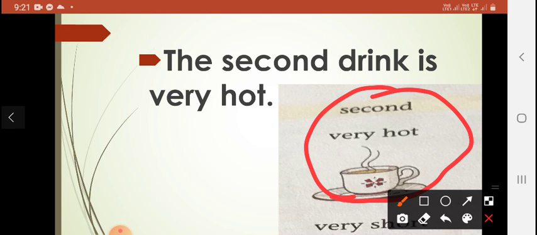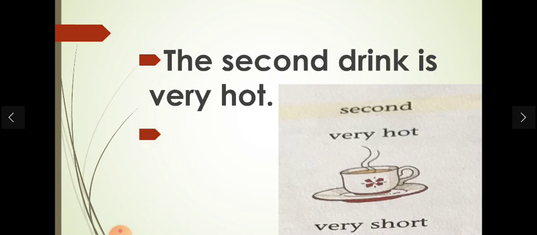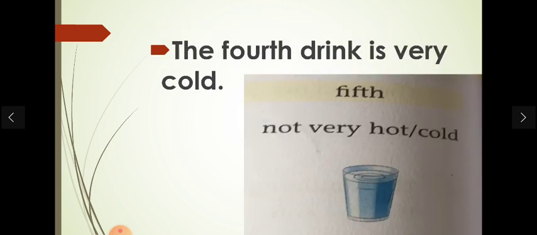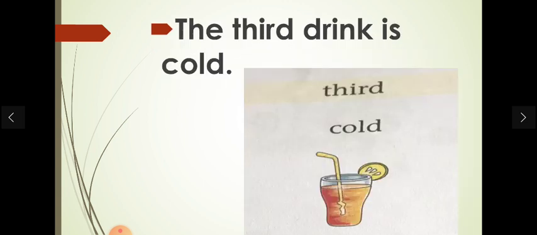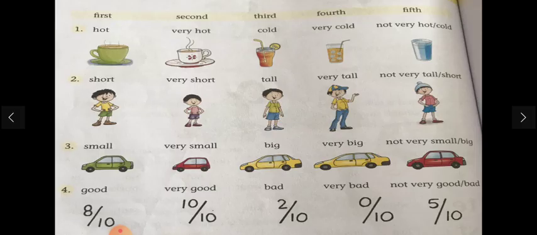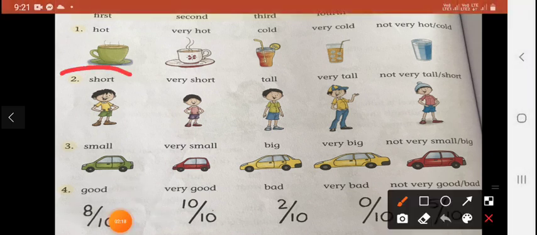Now the next, the third drink is cold. It is just telling us that this drink is cold. But if we see the next, the fourth drink is very cold. It describes that the drink is so cold that a person can be careful to drink it. Similarly, with the help of this, we can make sentences with the second one.